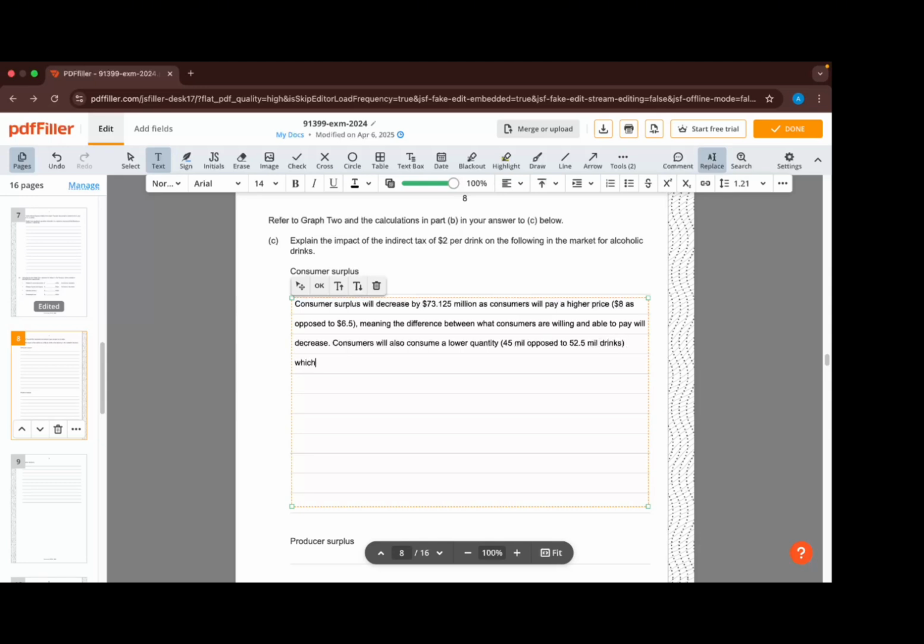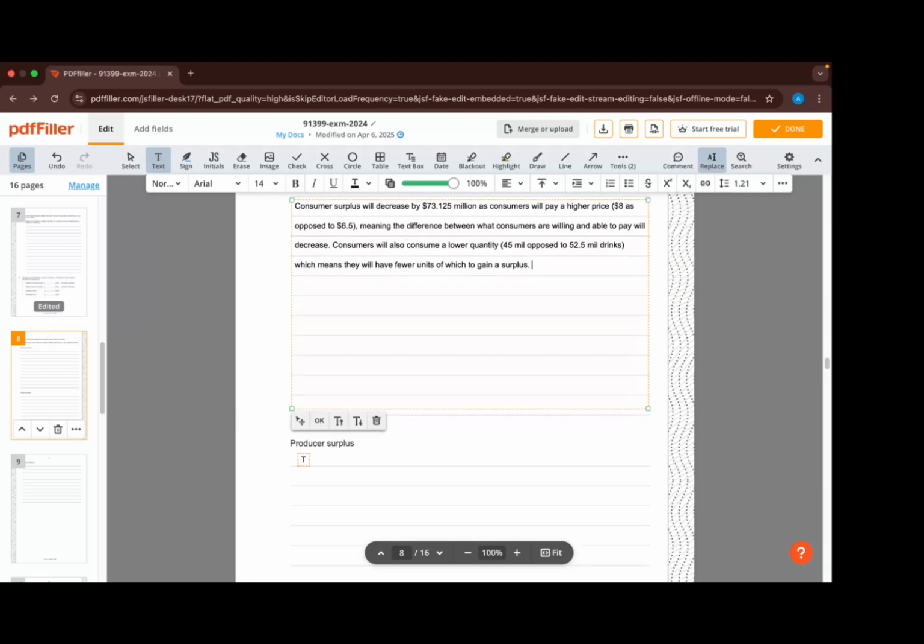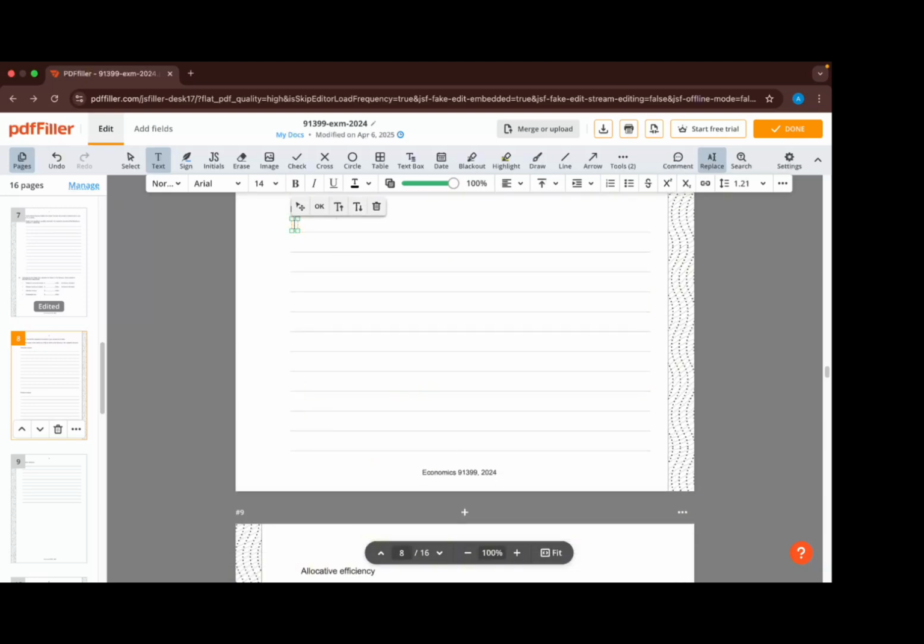Which means, guys, they're going to have fewer units from which to gain. Nice. Okay. What we're looking for in this consumer section, guys, again, is pretty straightforward. It's really just that formulaic answer.